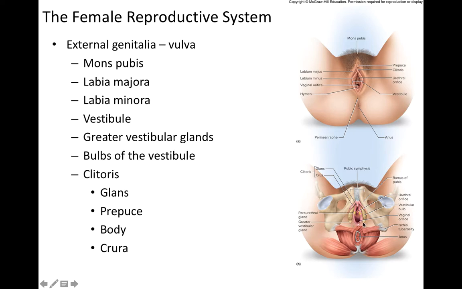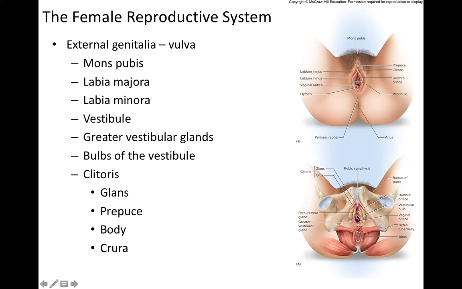Now, the gland structures are the greater vestibular glands right here that feed into the vaginal opening here. These are homologous to the bulbourethral glands in the male. They provide lubrication for the orifice of the vagina to help facilitate the start of intercourse, and then the vaginal walls will, of course, begin to seep their fluid.